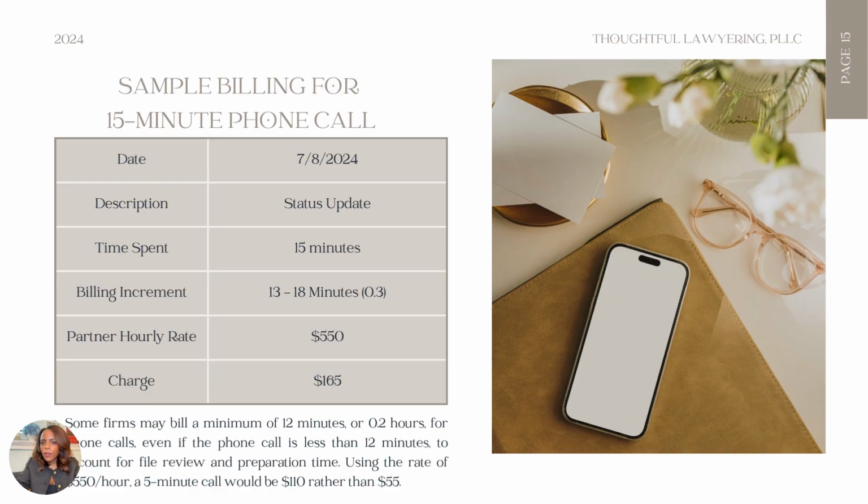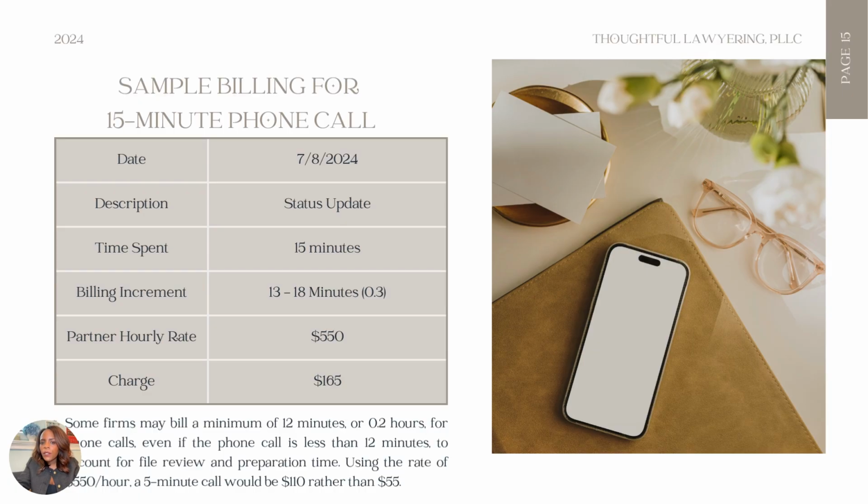Let's walk through an example of how billing works for a 15-minute phone call. Imagine you have a 15-minute phone call with a partner at the law firm to discuss the status of your case. That partner charges $550 per hour. Now, remember that lawyers often bill in 6-minute increments. So, even though your call was only 15 minutes, it would be rounded up to the nearest 6-minute increment, which is 18 minutes or 3/10 of an hour.